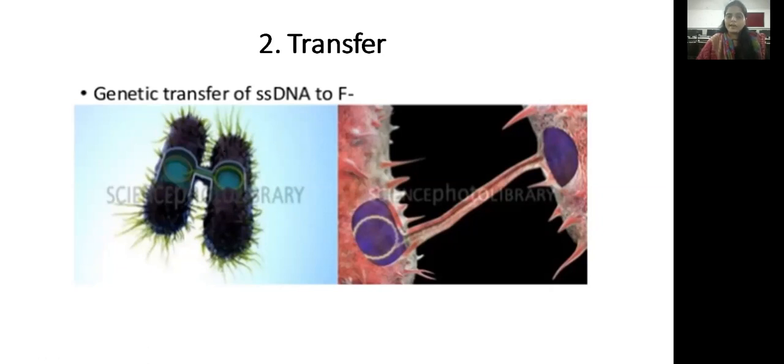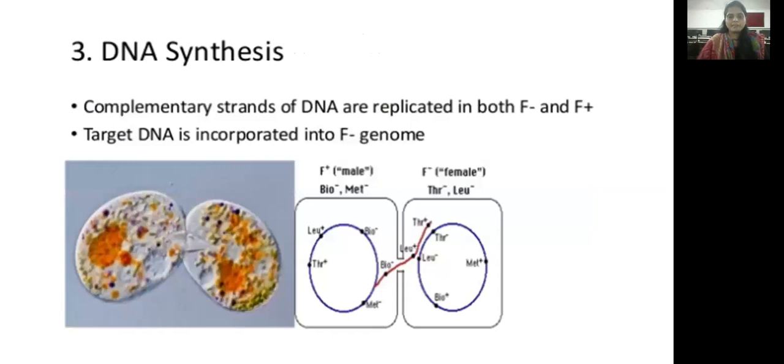Single-strand F plasmid will be horizontally transferred to the female cell, and after that both the single-stranded plasmid which is present in male and female get replicated, and double-stranded F plasmid is present after that in both the cells. So the first step was cell to cell contact, the second step is transfer of single-stranded DNA, the third is DNA synthesis.